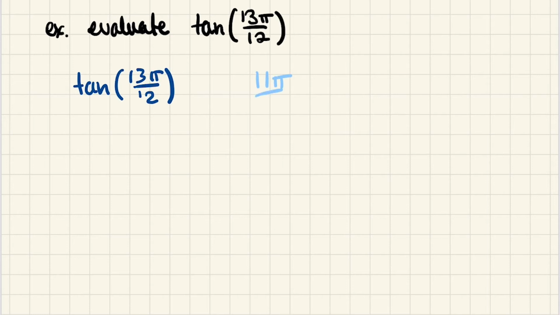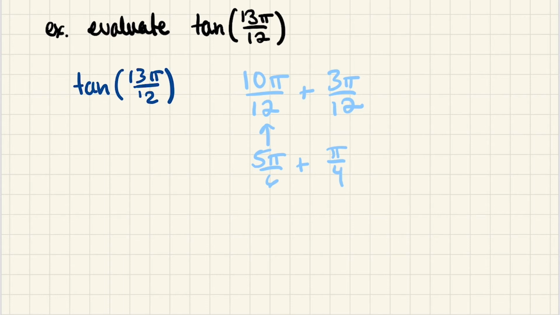So maybe 11 pi over 12 plus 2 pi over 12. So yeah, 2 pi over 12 is pi over 6. That's a good one. But 11 pi over 12, no bueno. So how will we ever get this to work? Let's try this one. Certainly this adds up to 13 pi over 12. And what do we have right here? 10 pi over 12 is 5 pi over 6. That's a good guy. And 3 pi over 12 is pi over 4. That's also an angle we know. So yeah, we found it.